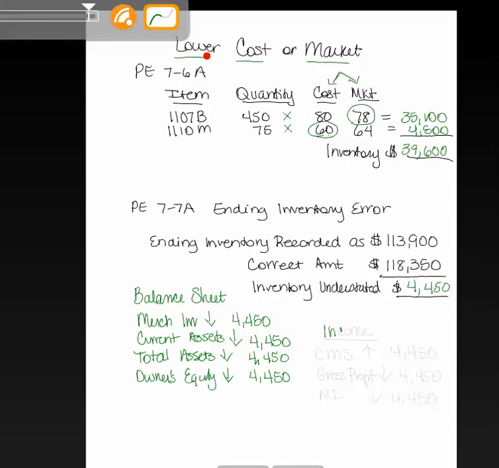Now, on the income statement, you will also have an effect because cost of merchandise sold will be overstated by that same amount. That means that your gross profit will be understated by $4,450, and your net income will be understated by $4,450. So you see how one small mistake in counting that ending inventory can affect the balance sheet and the income statement.